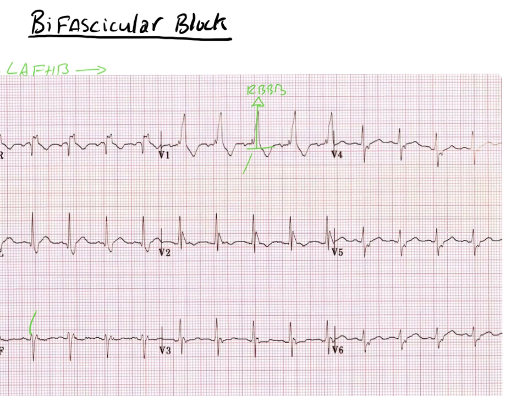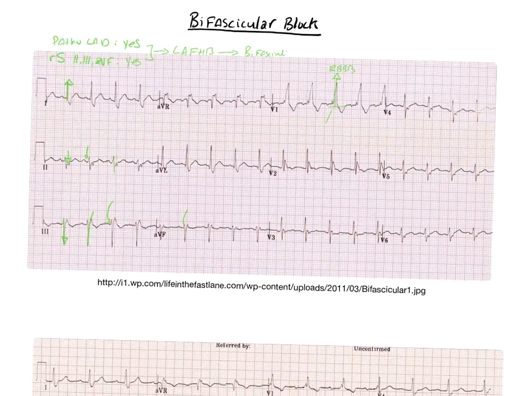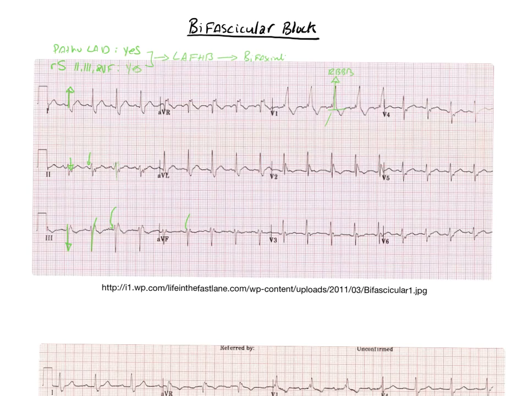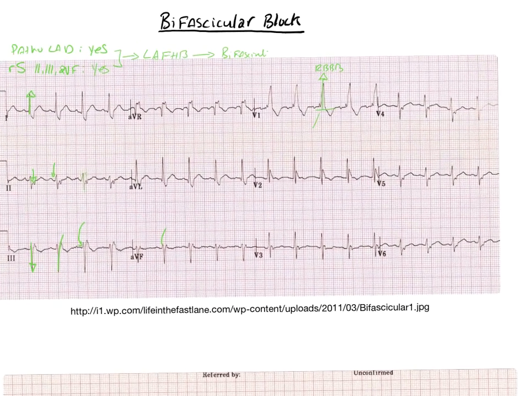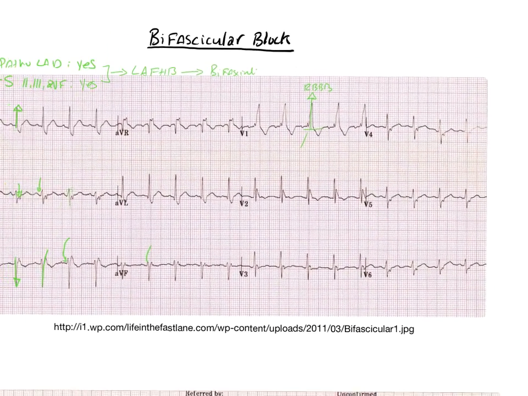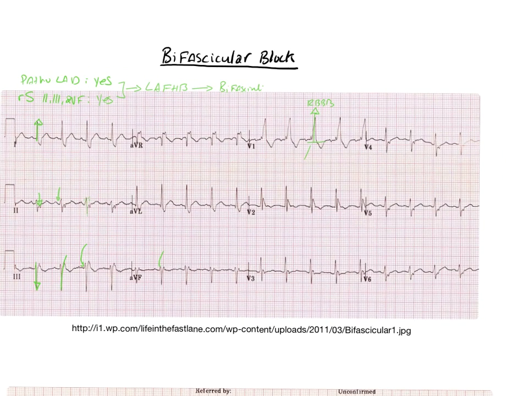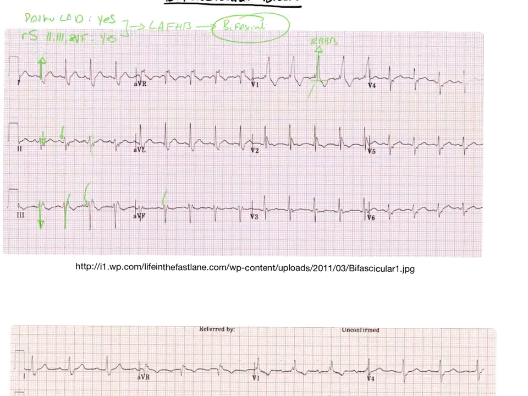And so what does that give us? A bifascicular block. And I don't know if there's a rhythm strip on this one. There isn't. So you'll just kind of have to take my word for it that there is no AV block. So we would stop there with bifascicular block. You guys good with that? All right, cool.